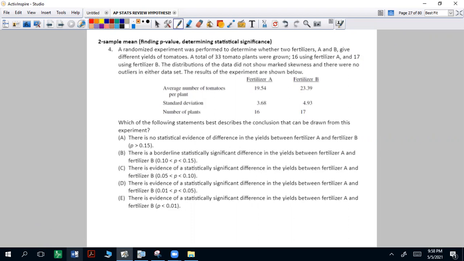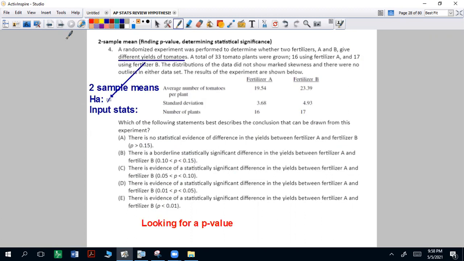First thing is we've got to determine what kind of test this is. If you look at all the answer choices down here, it says there's no statistical evidence of difference in the yields, and so on. P is greater than 0.15, or P is between these two numbers, or P is less than this number, which means we've got to find P. It's looking for a p-value. And because it's two different samples, two different sample means, and we're looking for a different yield of tomatoes, this is a two-sided test, so the alternative is going to be not equal to.